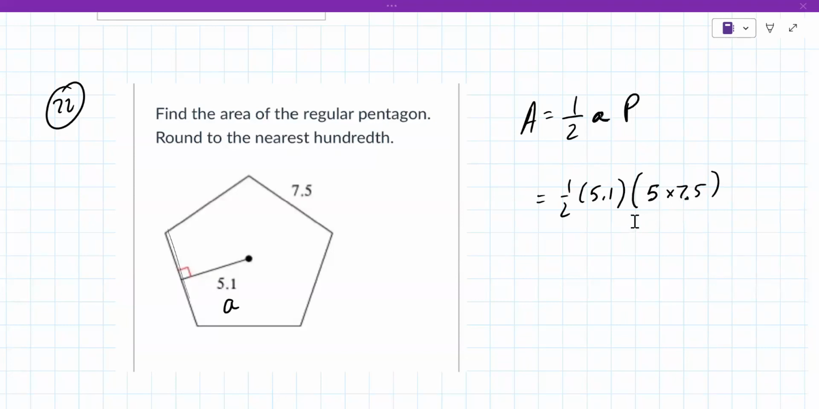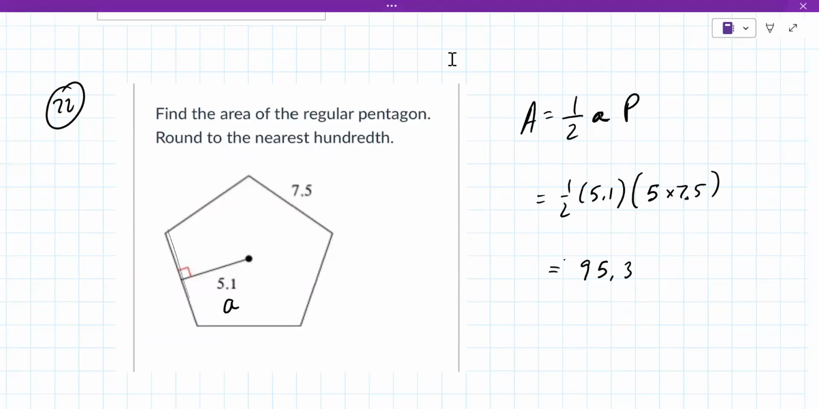Let me try that again. I'd recommend just going to the calculator: 5.1 times 5 times 7.5 divided by 2. Sorry, I got lost for a second. 7.5 times 5 would be 37.5, and then I'm going to multiply that by 5.1 and divide that by 2. So in the end, the area will be 95.63.